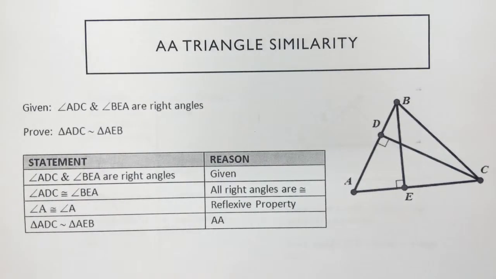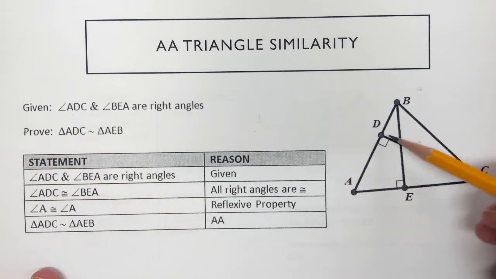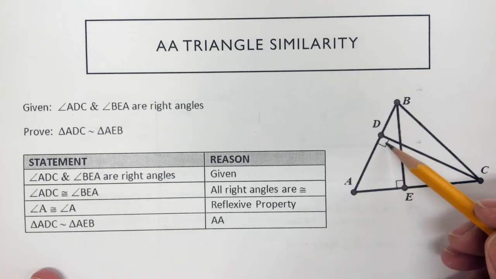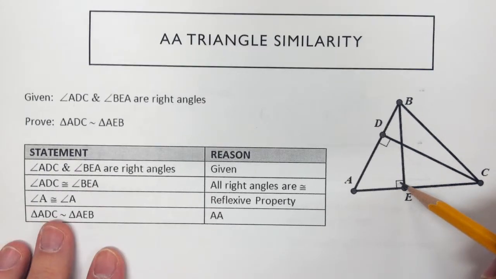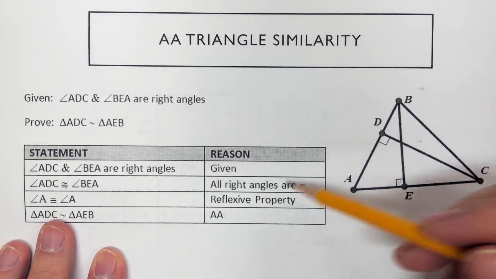Alright, let's look at another one. Here's an angle-angle similarity. They give to us that angle ADC and angle BEA are right angles. That's what's given to us. These two are right angles, so I could say that ADC and BEA are congruent to one another. Why? Well, all right angles are congruent. Right angles equal 90 degrees, 90 degrees is equal to one another, so they're congruent.